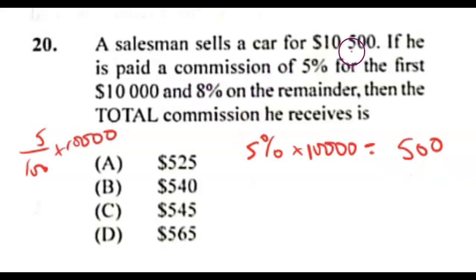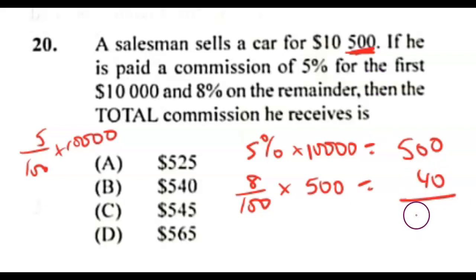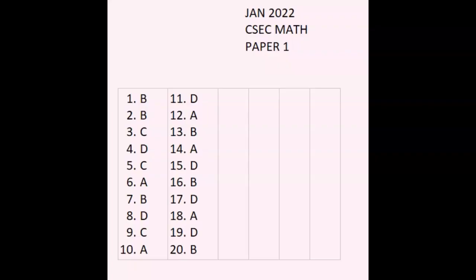The balance now, which is just an extra 500, will be at 8%. So it's 8 over 100 multiplied by 500. So 8 divided by 100 multiplied by 500, cancelling down, we get 40. So adding up these two, we'll get 540. So the answer for 20 is B. Now, to give you a recap of the next 10 sums, these are my answers. These are the answers for the first 1 to 20.